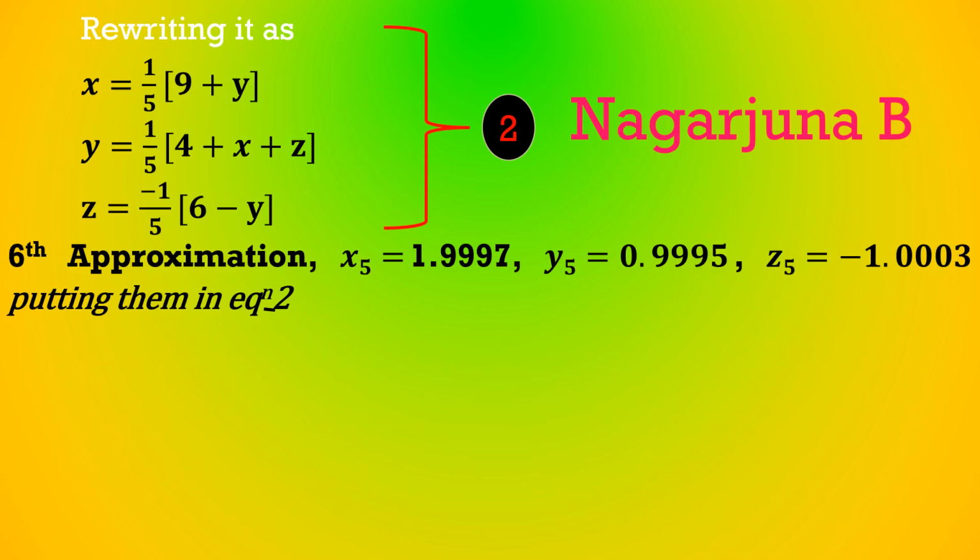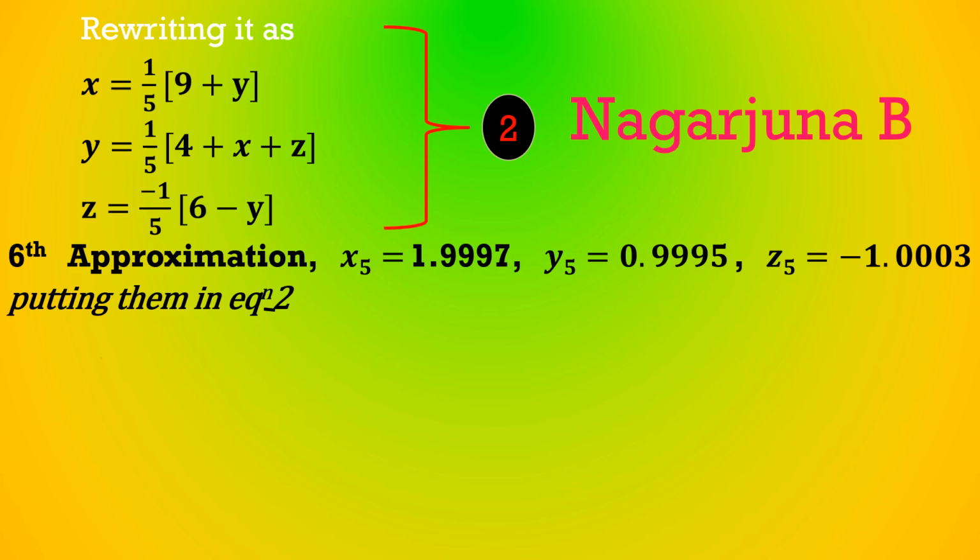Now we shall move on to the sixth approximation. From the fifth approximation we got the values of x as 1.9997, y as 0.995 and z as minus 1.003. Now substituting these values on the right hand side of the system of equation 2, we get the sixth approximation, that is x6, y6 and z6.